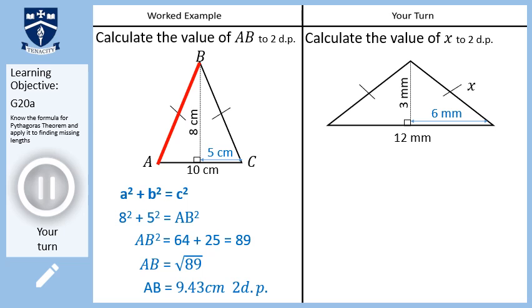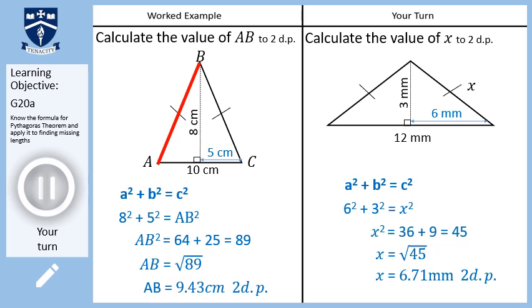So the first thing we need to work out is half of the base. Yours was labelled X, so there's no problem indicating which side we're trying to find. We're going to focus on our formula. The two short sides are 3 and 6. So we're going to square those and add them together, which comes to 45. And then to find the side length, instead of the square of the side length, we'll square root. And to 2 decimal places, that is 6.71, noting that your units were in millimetres.